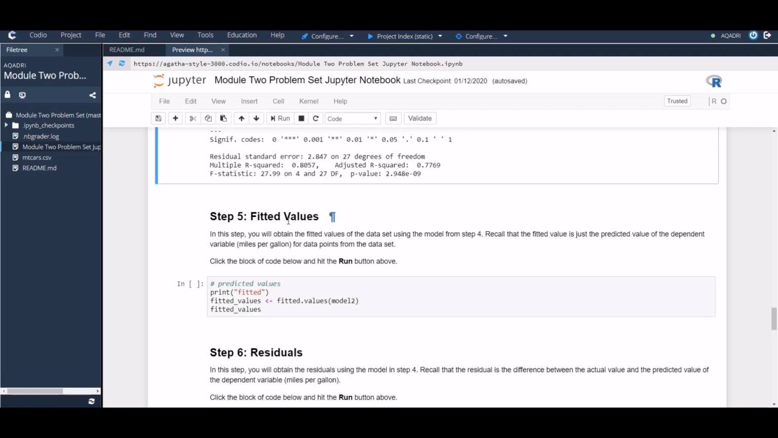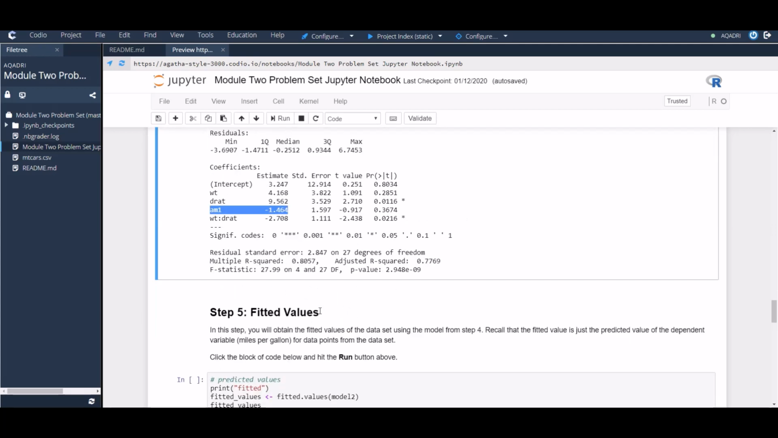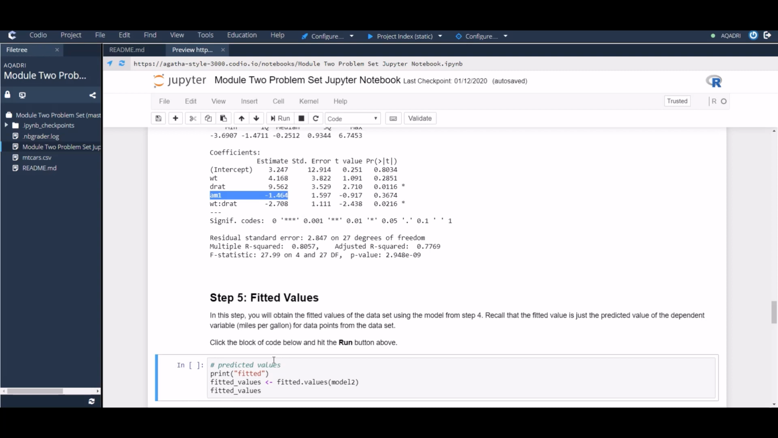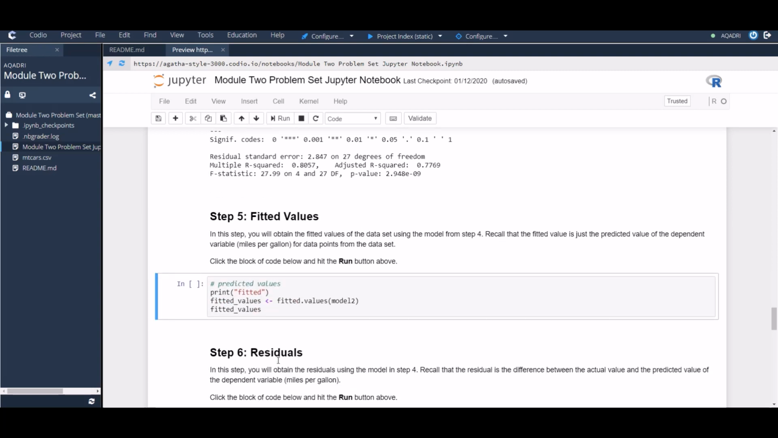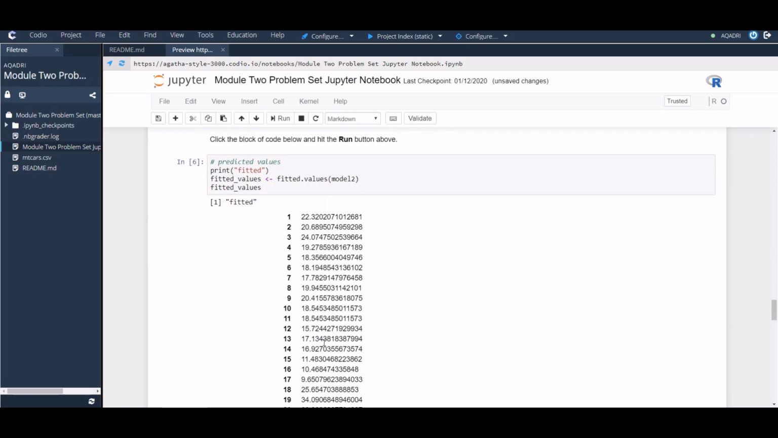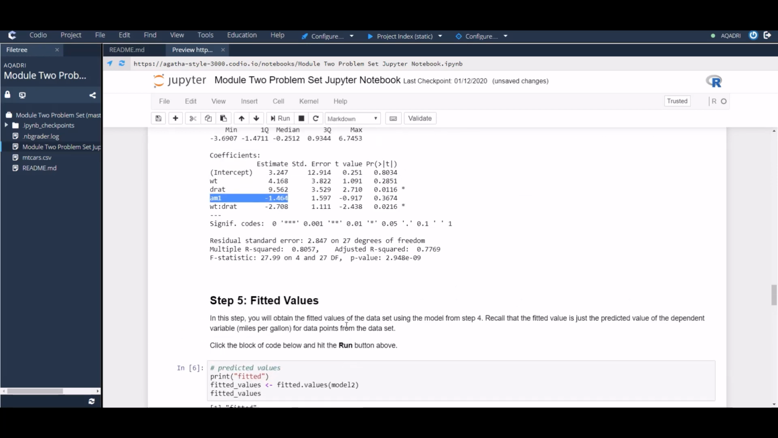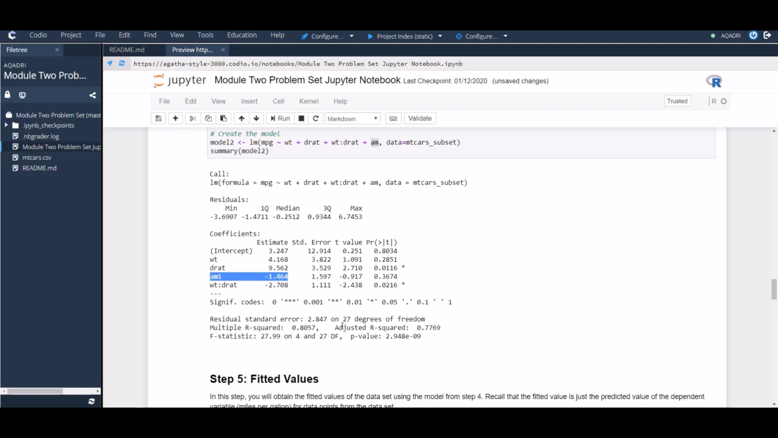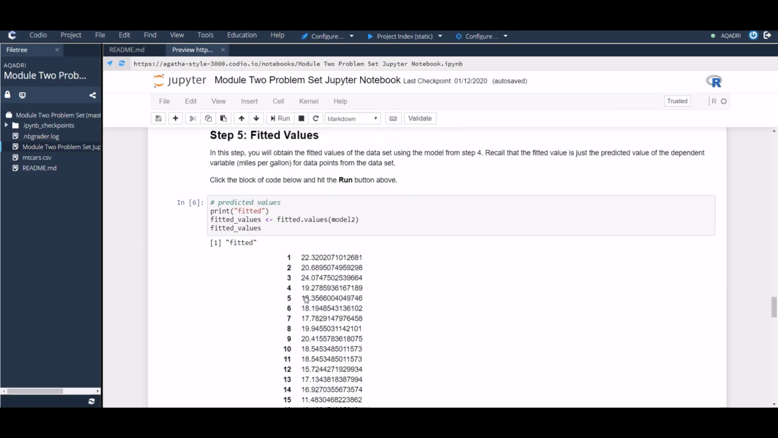Now we move on to step 5 to get the fitted values. We're going to use this model here. And this is just like the previous week. Fitted values are predicted values. So let's click on this. So here are the predictions for fuel economy using the data set, in other words, using the predictor values from the data set and using the model to predict the fuel economy. So these are all your predictions.